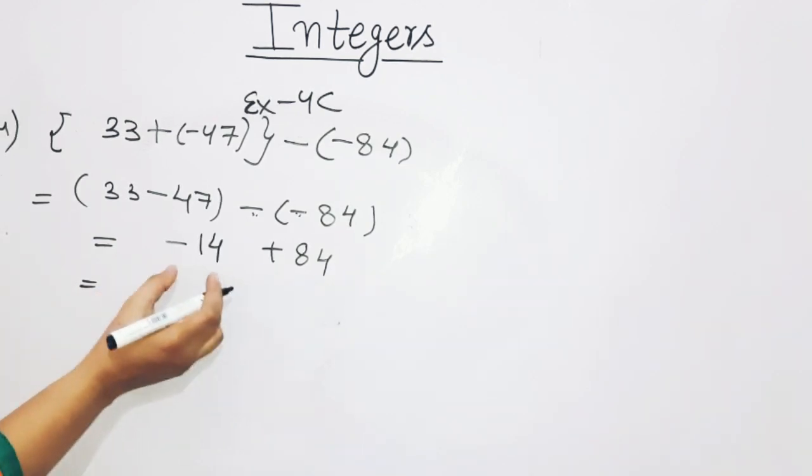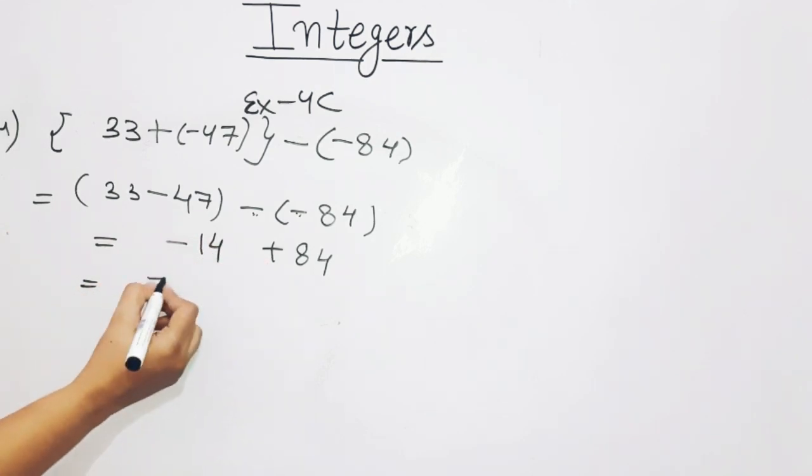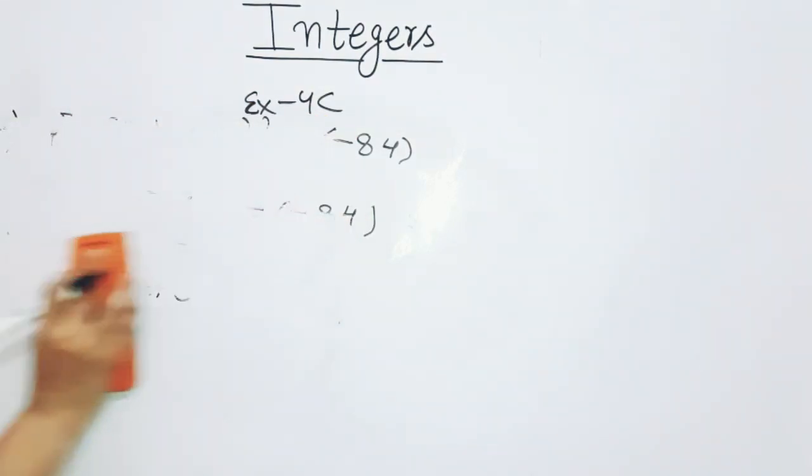Now one positive, one negative. What we have to do? Please reply to me in the comment section. Yes, we have to subtract, and the sign of the greatest number is positive. So the answer is 70. Okay students, I hope it is clear. Coming to question number 5, please pay attention.